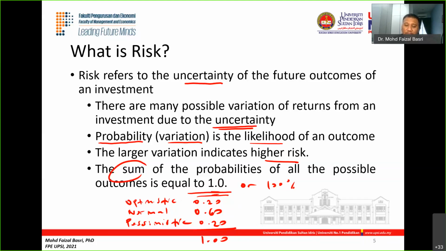But for your case, you don't have to worry about this. Usually this will be part of your question. The question will give you three scenarios with a total of 1 or 100%, with three different weightages of probabilities. The higher the probability indicates the highest chance that this situation will happen.